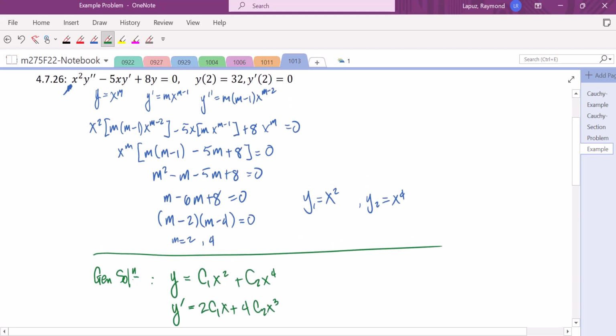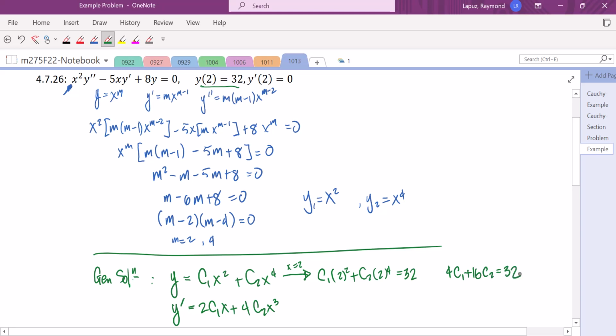Now, using the initial conditions for the original function, when x is equal to 2, y is going to equal 32. So this is going to be c1 times 2 squared plus c2 times 2 to the fourth will equal 32. So let's say that this is equivalent to 4c1, and 2 times 2 is 16, 16 c2 is equal to 32.